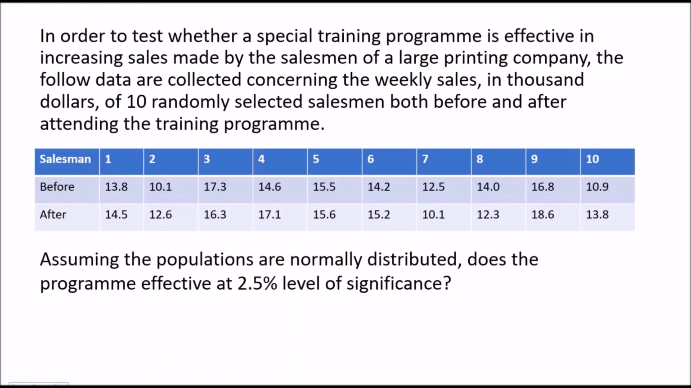Hello, my name is Fong Kai Leung from Group 5. Today I'm going to talk about question 4C of Mod 4. First, let's look at the question. In order to test whether a special training program is effective in increasing sales made by salesmen of a large printing company, the following data are collected concerning the weekly sales in $1,000 of 10 randomly selected salesmen, both before and after attending the training program.